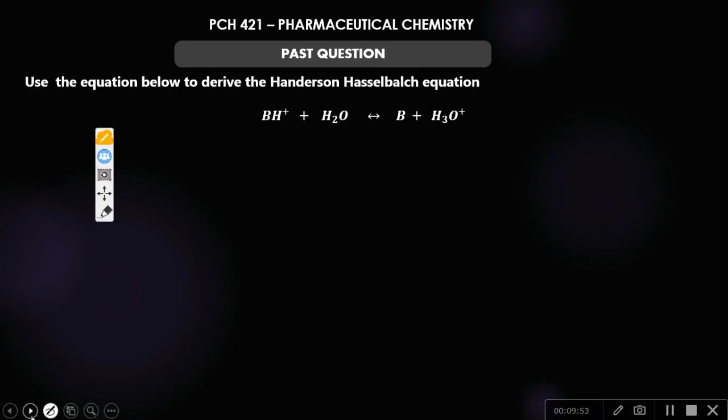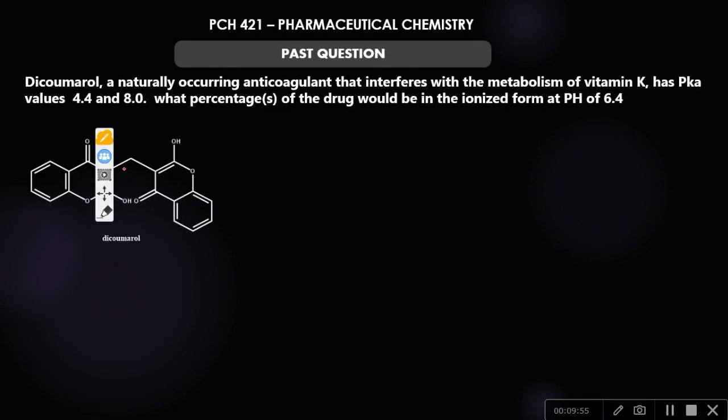Now, the next question is: dicoumarol, a naturally occurring anticoagulant. Do you know what dicoumarol is? An anticoagulant, synonymous to heparin, warfarin, and so on, that interferes with metabolism of what? Vitamin K. What is vitamin K? If you have read your vitamins very well, you know vitamin K aids in blood clotting. So dicoumarol is an anticoagulant, it prevents blood clotting. So both of them interfere with each other.